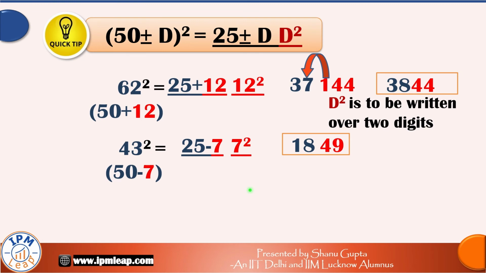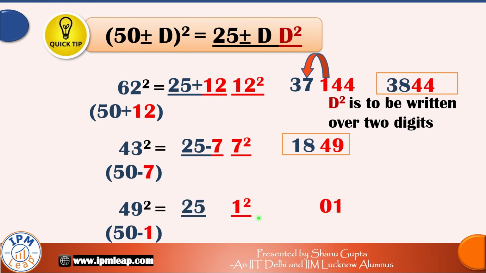Next is 49 square. 49 is 1 less than 50. So rightmost 2 digits are 1 square. So we write 01. And left hand side is 25 minus 1. That is 24. So our answer is simply 2401.